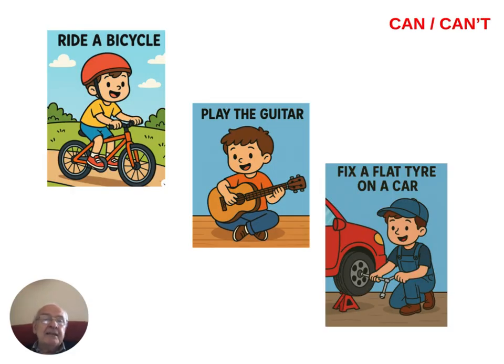Then can and can't. For example, sentences like I can ride a bicycle, I can play the guitar, I can fix a flat tire on a car. But then ask the learners what they can do, perhaps languages they can speak, information about other abilities that they have.